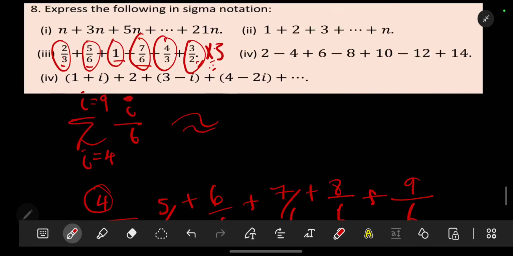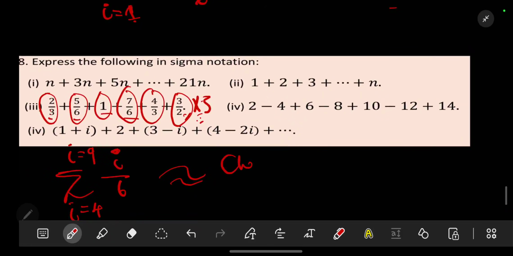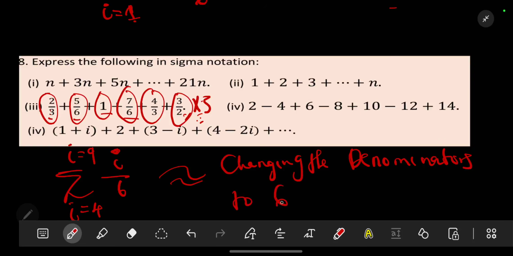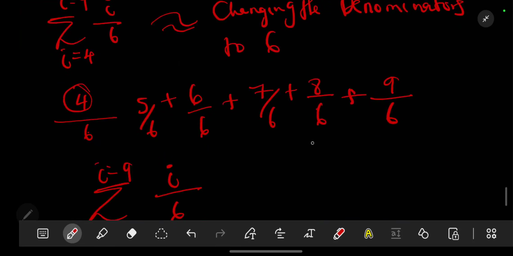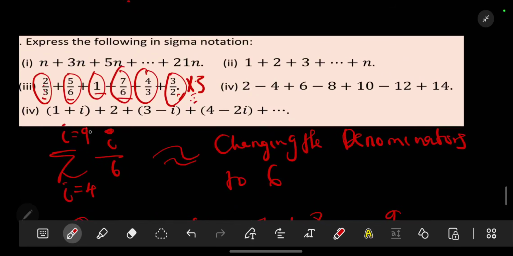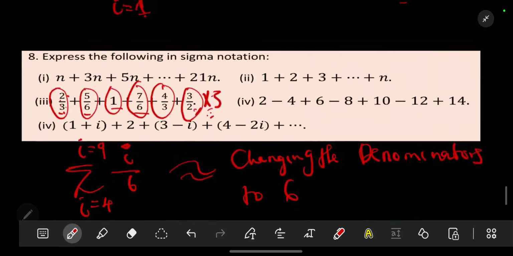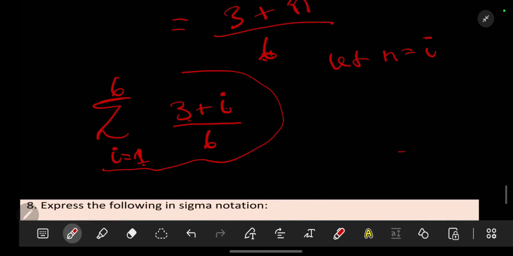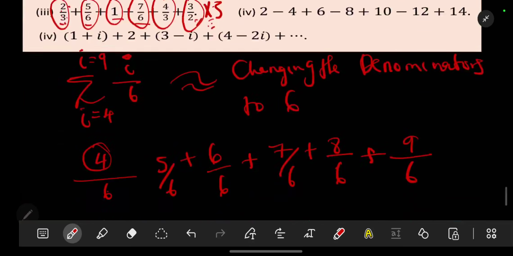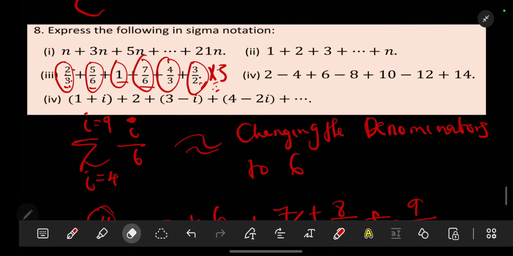So you can say for this second one, you can say changing the denominators to 6. These are the numbers. So what you can do is get these two, multiply. Whatever you multiply on top, you multiply at the bottom. You haven't changed anything by writing like this. Or you can go with this, but how you represent the work is what mostly matters under sigma notations.